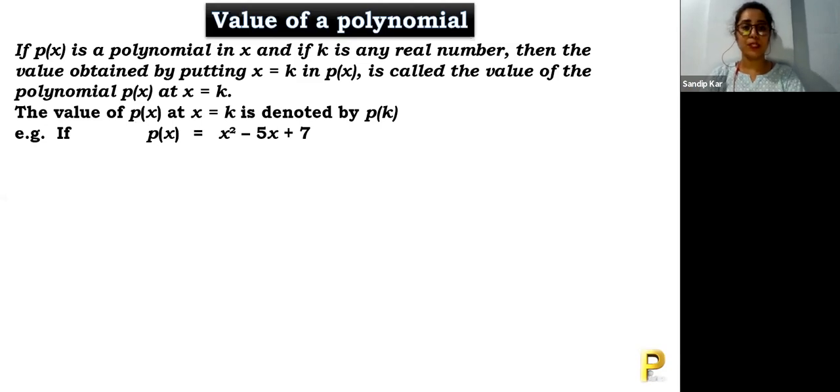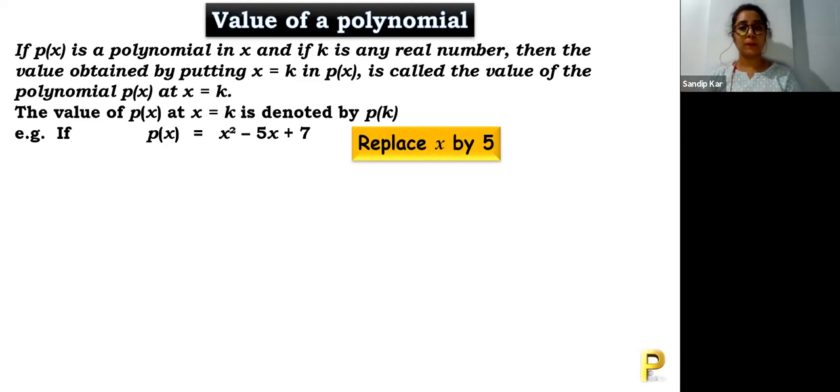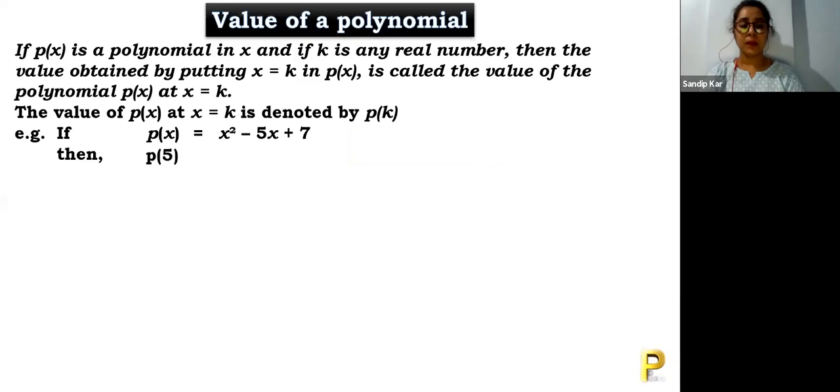P of x is equal to x square minus 5x plus 7. Now what we are doing is we'll replace x by 5. So let's solve this polynomial by putting x as 5. In place of x, you have to put 5. Replace it. So then p of 5.